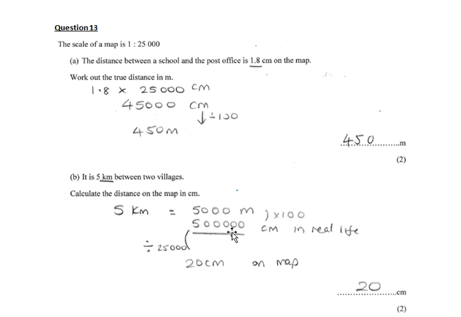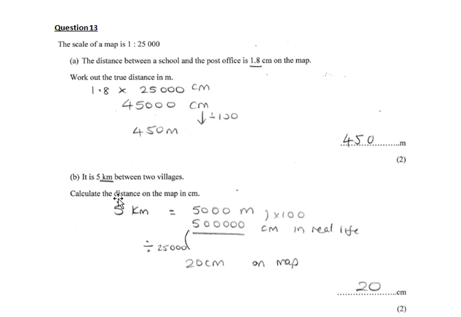Question 13. The scale of a map is 1 to 25,000. The distance between a school and a post office is 1.8 centimeters on the map. Work out the true distance in meters. So because the scale is 1 to 25,000, we multiply by 25,000. That gives us the answer in centimeters. We want the answer in meters. So there's 100 centimeters in a meter, so we divide by 100, and then we've got our answer.